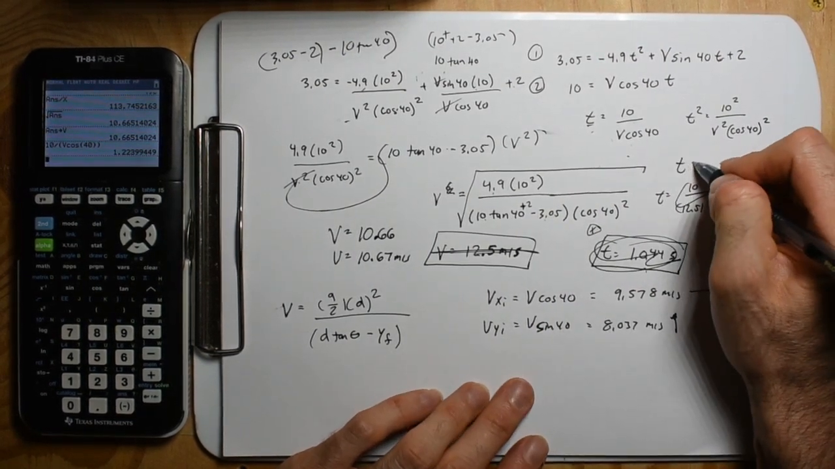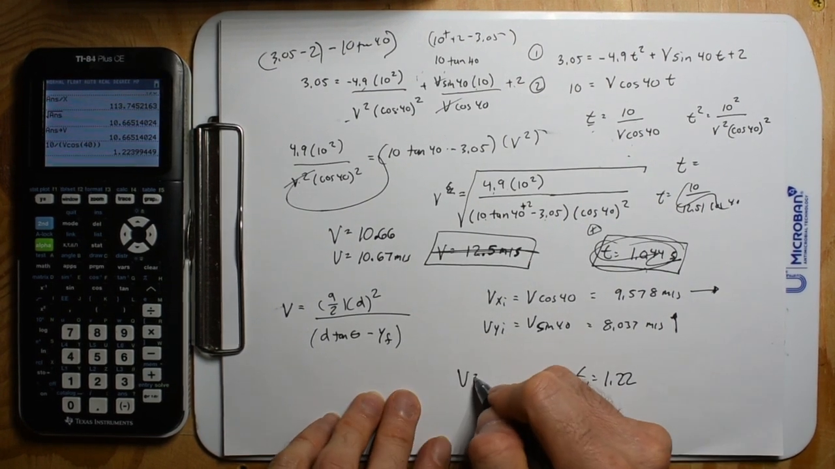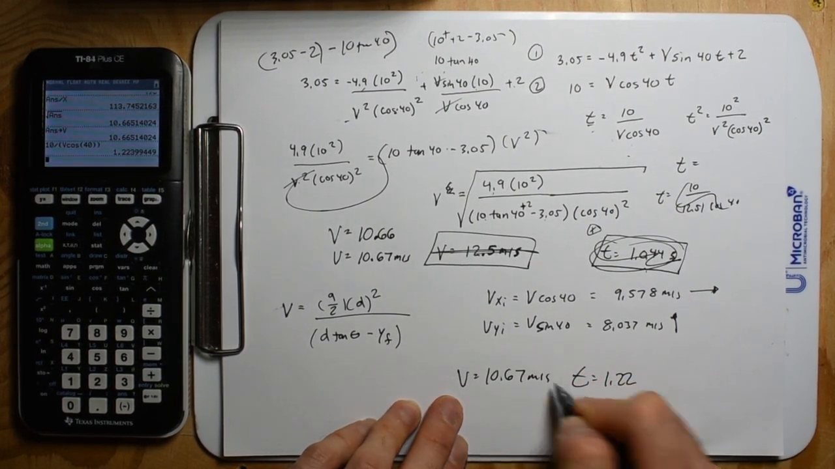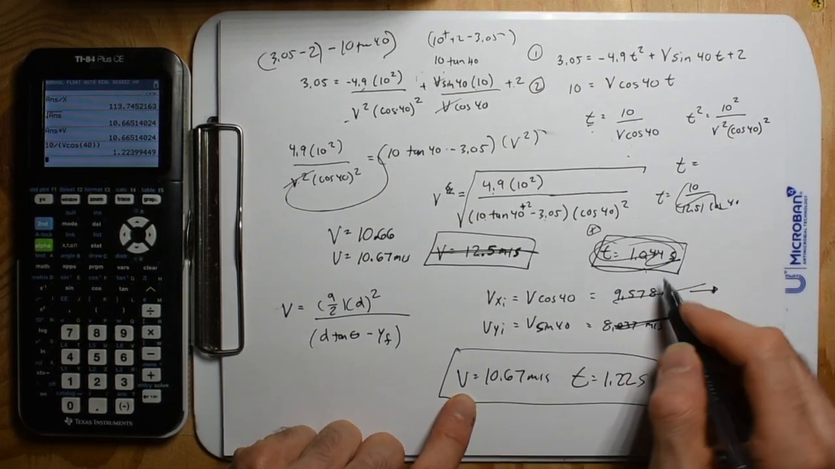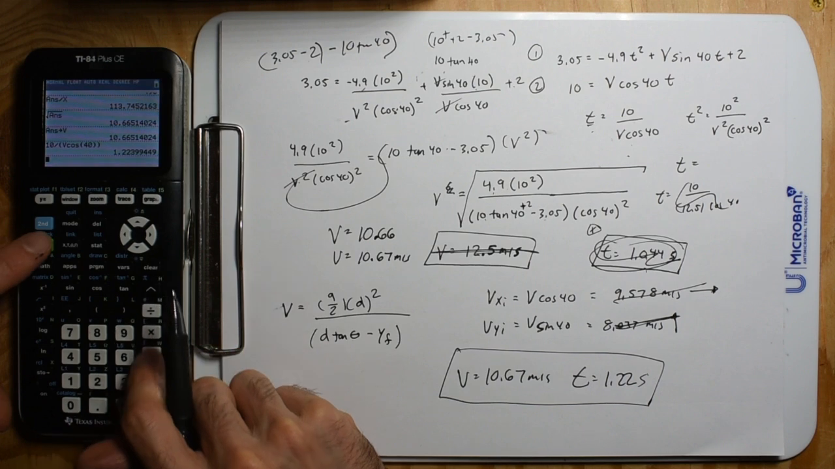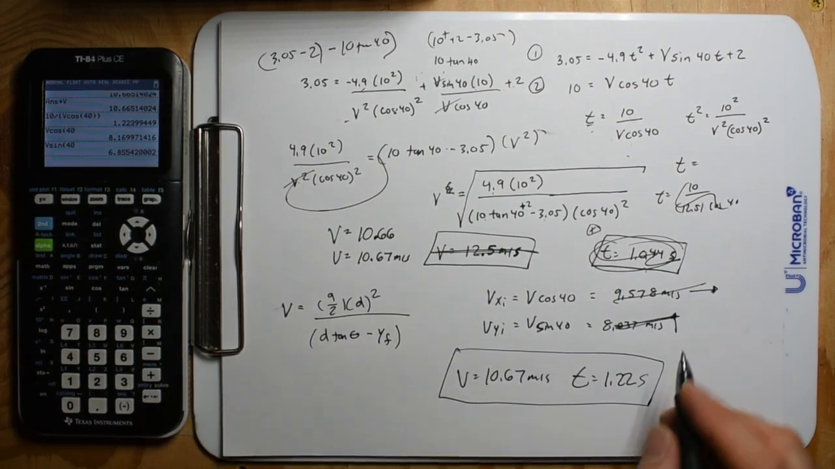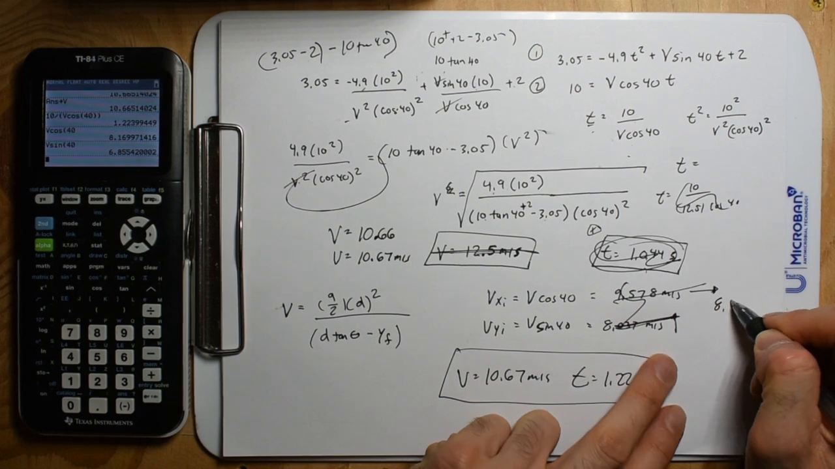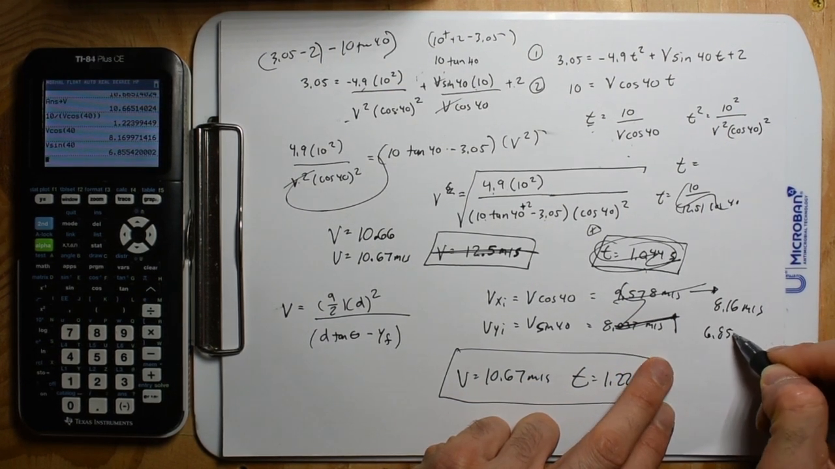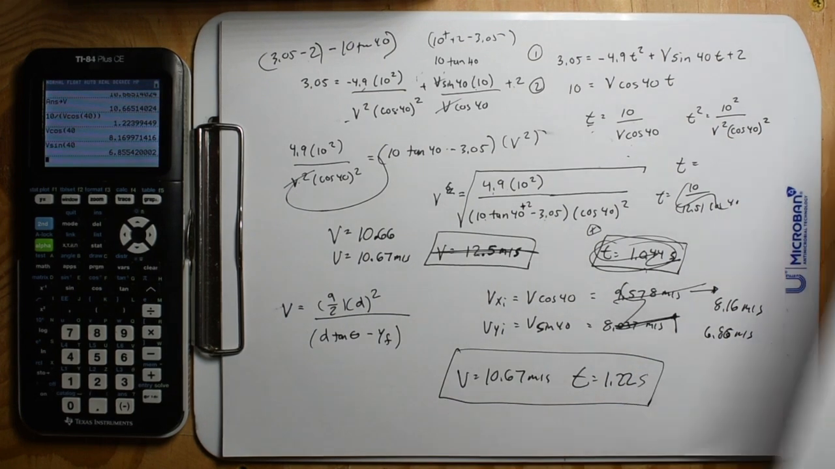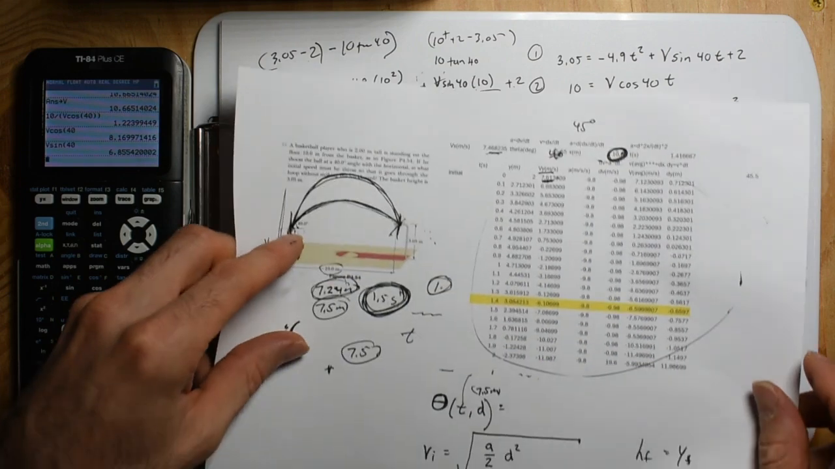Holy Toledo. So time is 1.22 seconds. V is 10.67 meters per second. And what are these? These are alpha v cosine 40, alpha v sine 40. So these are 8.16 meters per second and 6.856 meters per second. There you go. So we have 1.2.